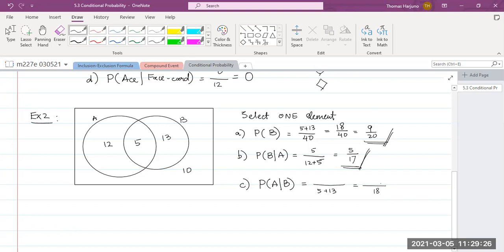Okay. What is the probability, among these 18 elements, that you select someone from A? So this is what you select from. Instead of the whole Venn diagram, you select only from these 18 elements. What is the probability you end up selecting someone from here or something from there? And you will see that's equal to 5 out of 18.